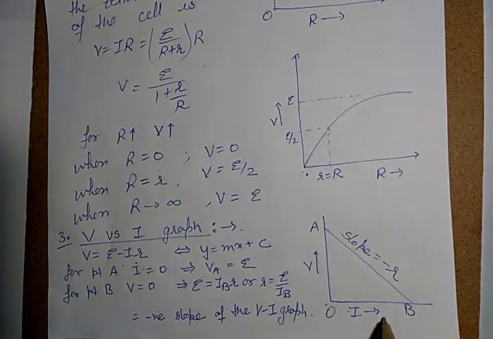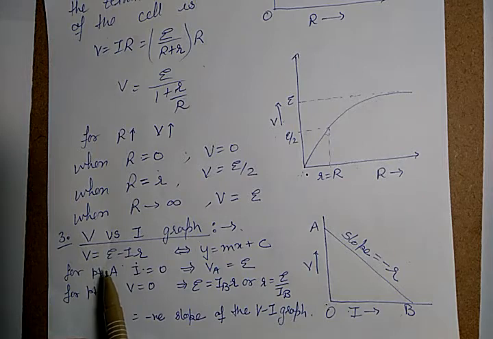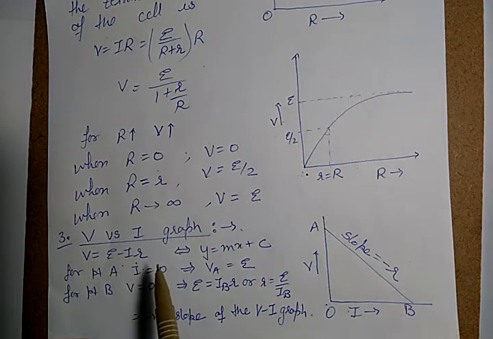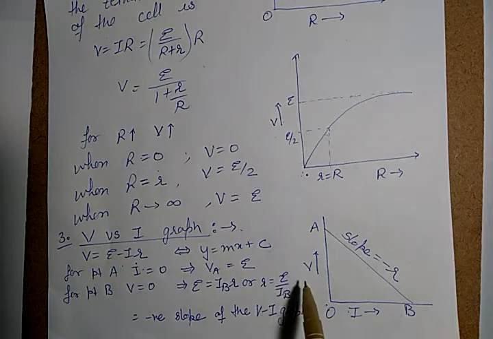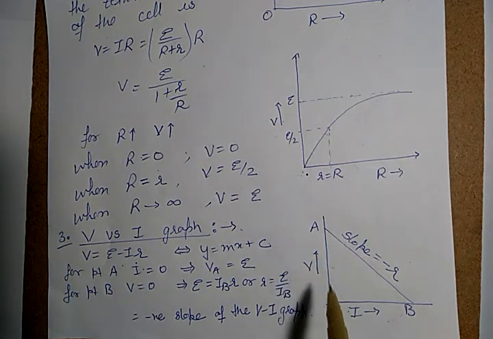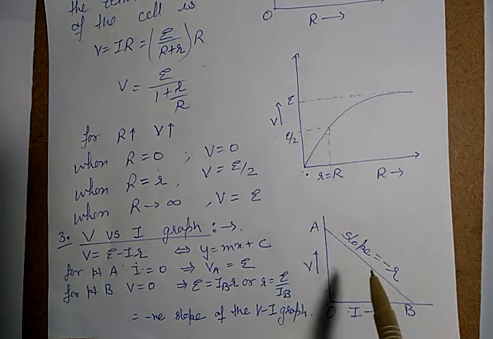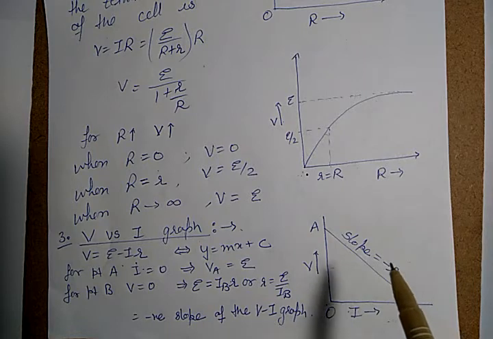Now for point B, here you can see that the terminal potential difference is 0. So from this relation, if V equals 0, E equals Ir. Or from this, we obtain that the internal resistance of a given cell comes out to be the EMF of the cell divided by the current at that particular terminal. And what are we observing from this? We observe that the V-I graph comes out to be a uniform line with a negative slope.